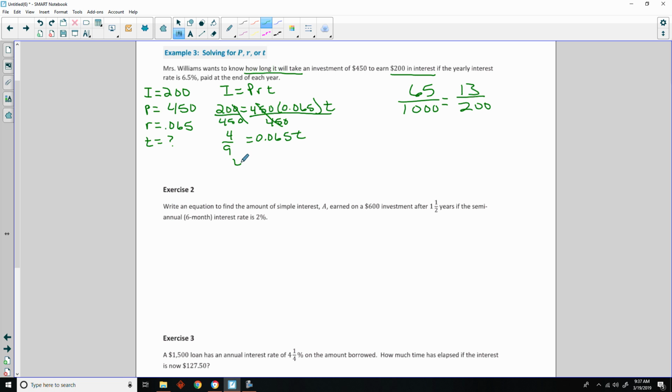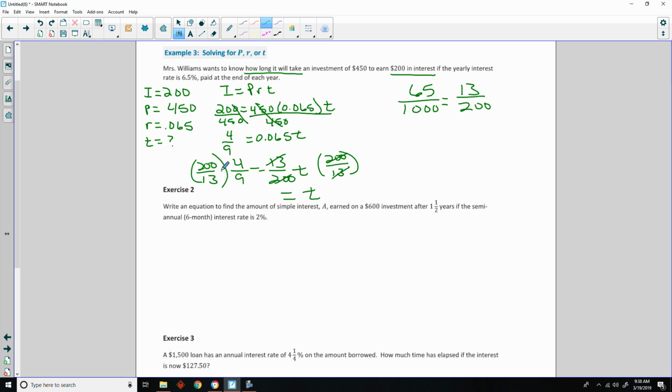So I can rewrite this as 4 over 9 equals 13 over 200 t, and then multiply both sides by 13 over 200, or I'm sorry, 200 over 13. Multiply by the reciprocal to get rid of that number. 200 over 13 on both sides. And this 200 cancels that, 13 cancels that, and I'm left with t.